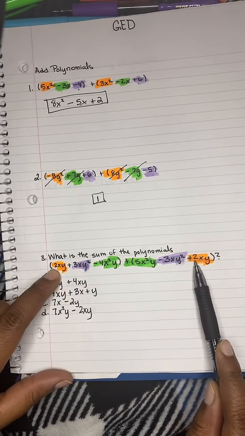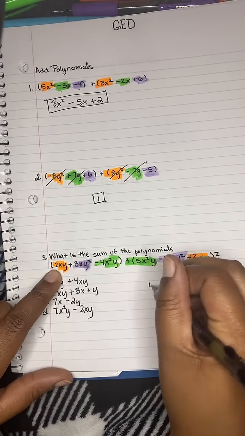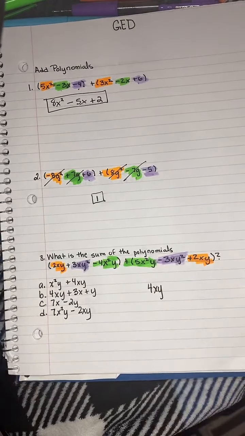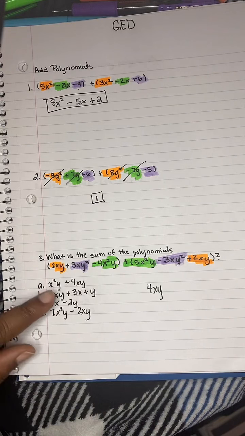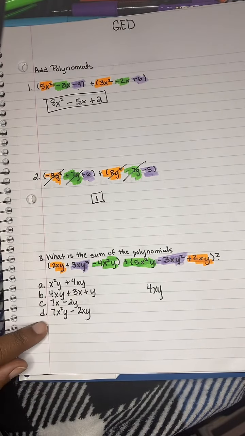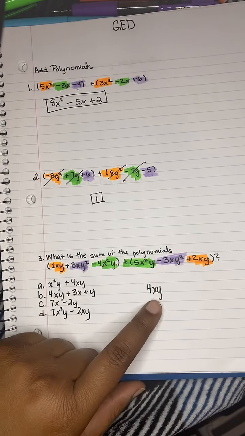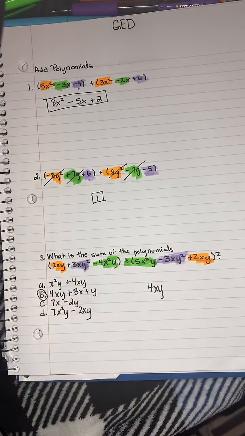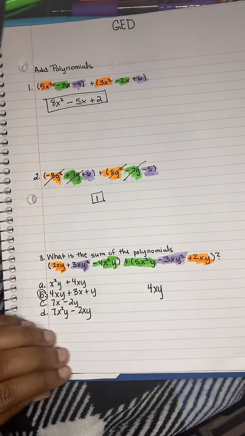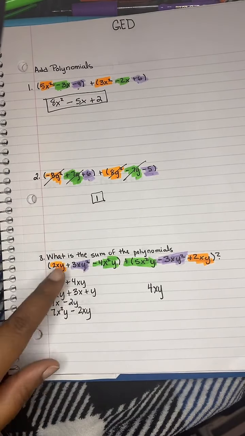And then I have a negative 4x squared y, okay, because x squared y. And this is another x squared y, okay? So these are like terms, okay? So now we're going to combine our oranges. So I have a 2 plus a 2. So a 2 plus a 2 gives me 4xy.